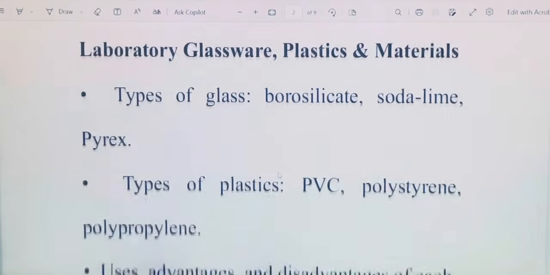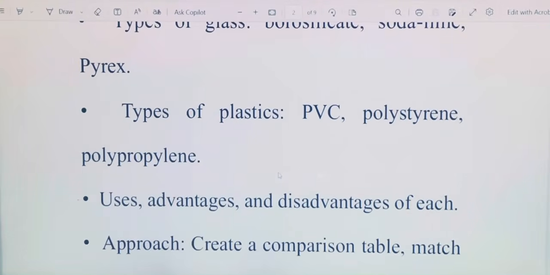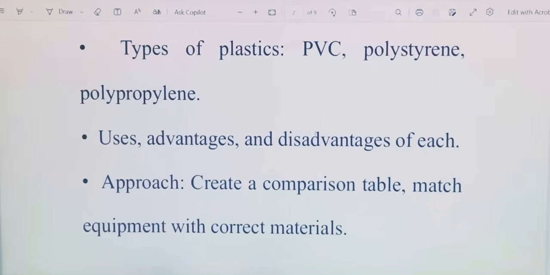Also look at types of plastics. We have the PVC, which is called polyvinyl chloride. We have the polystyrene, we have the polypropylene. Look at how they are applied, the industrial application and laboratory application of these plastics. Look at the uses, advantages, and disadvantages of each of them as well. Then the approach to this is to create a comparison table between the PVC, polystyrene, and polypropylene.